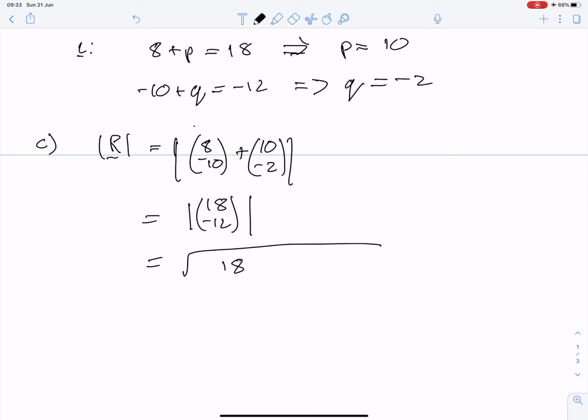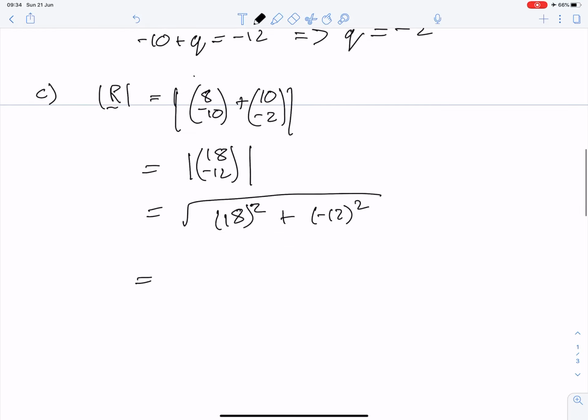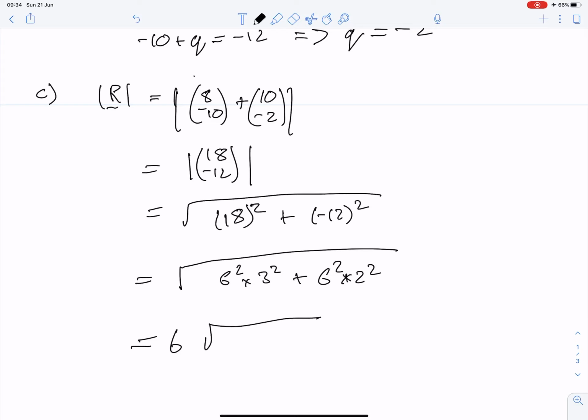So it's negative 18 squared. Sorry, not negative 18 squared, not that it matters, it's positive 18 squared plus negative 12 squared. You can use a calculator for that, simplify it down. I'm going to think of that as 6 squared times 3 squared plus 6 squared times 2 squared. I'm then going to take the 6 squared out and square root it, leave 6 times 9 plus 4, so we get 6 root 13 as our answer. It's fully simplified, but you can use a calculator if you need to.